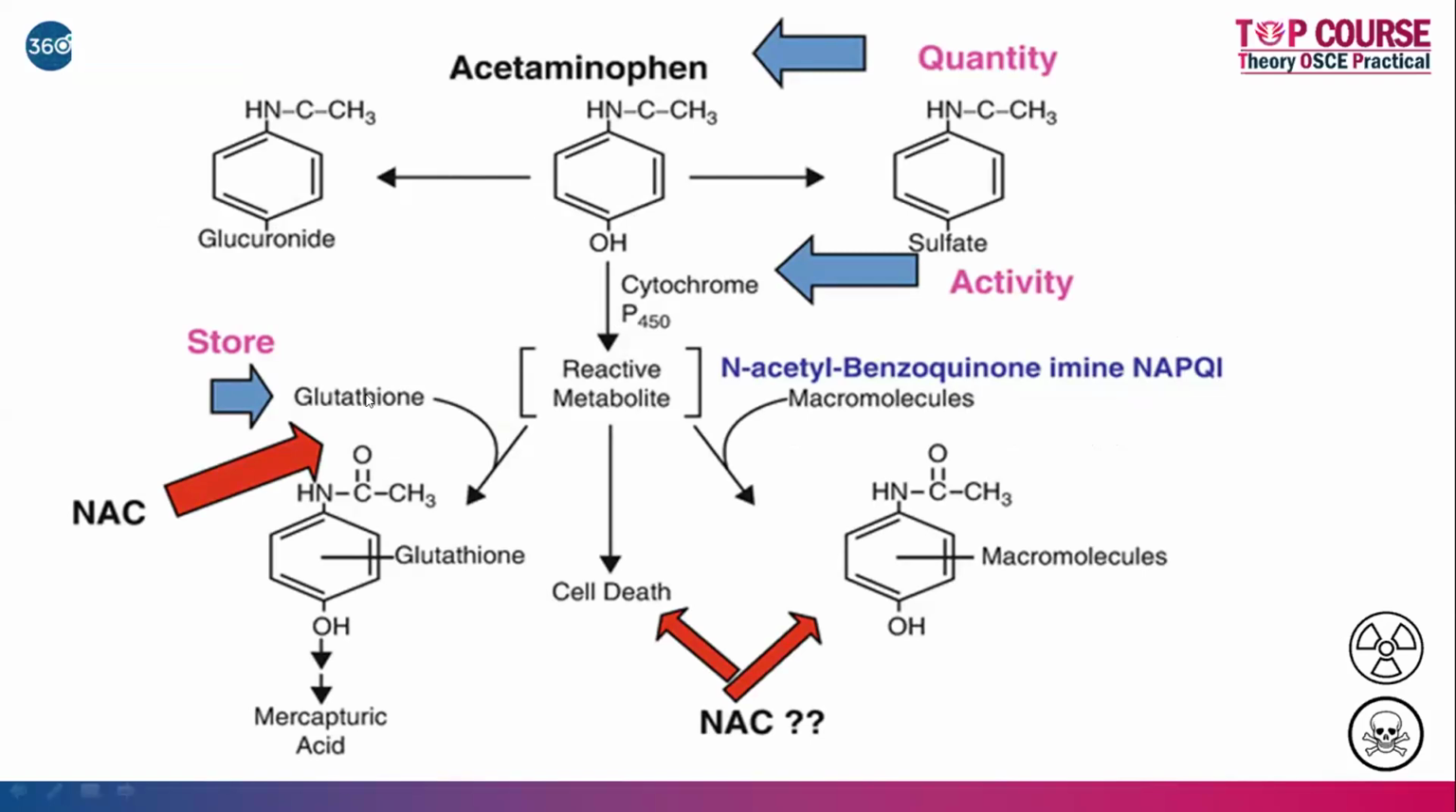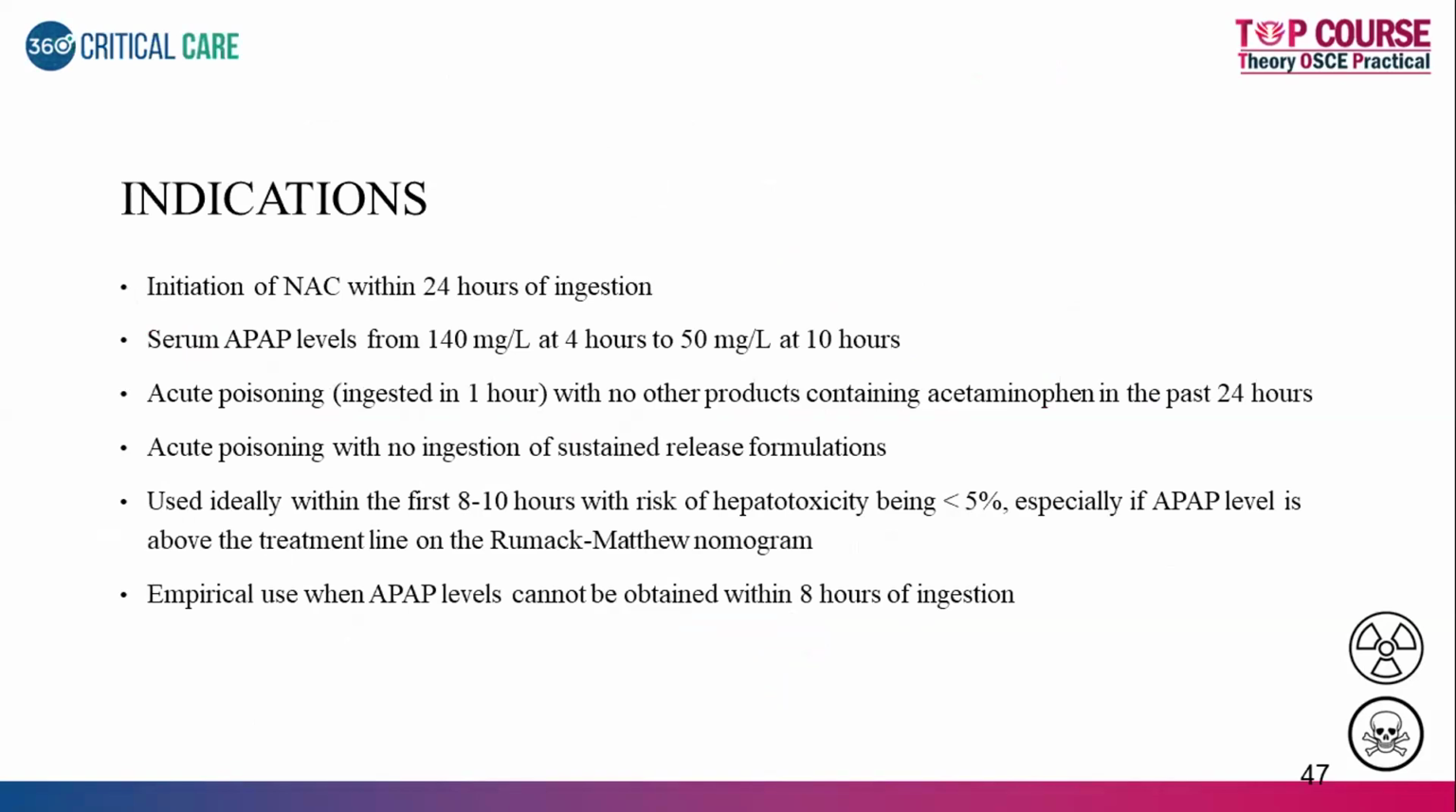So the steps are the normal. So glucuronidation, sulfation will act, and your P450 enzyme. So excessive amount will go to this P450 enzyme, which may lead to the production of your NAPQI. So what does NAC do? It increases the glutathione stores in the body and converts this NAPQI into the non-toxic products, and these non-toxic products are getting excreted into the urine. Okay, so this is the mechanism of action.